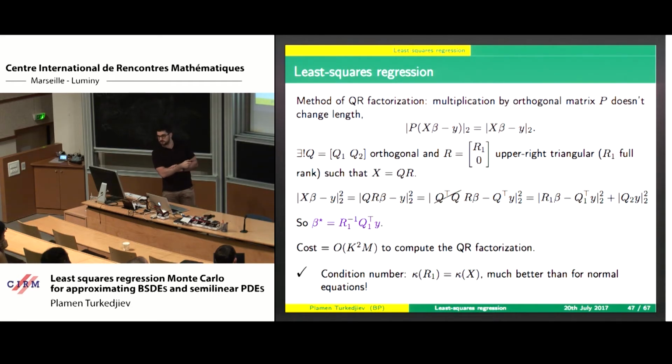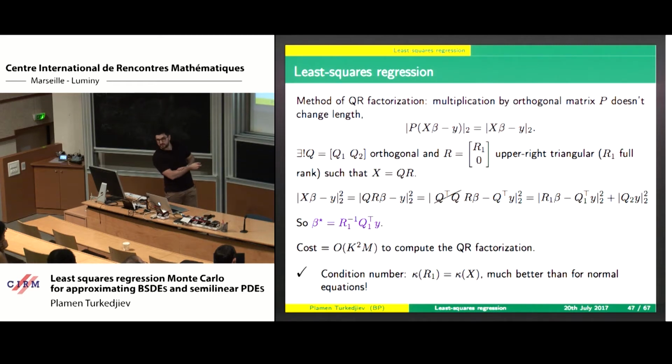it's actually every matrix has a unique representation as a product of an orthogonal matrix and an upper right triangular matrix. Yeah? And now, if I just use this property here, if I multiply everything by the transpose of Q, starting here, I multiply everything by the transpose of Q. Basically, my Q in X is going to vanish, and I'm going to be left with the solution solving the least squares problem between R1 times beta minus Q transpose times Y.